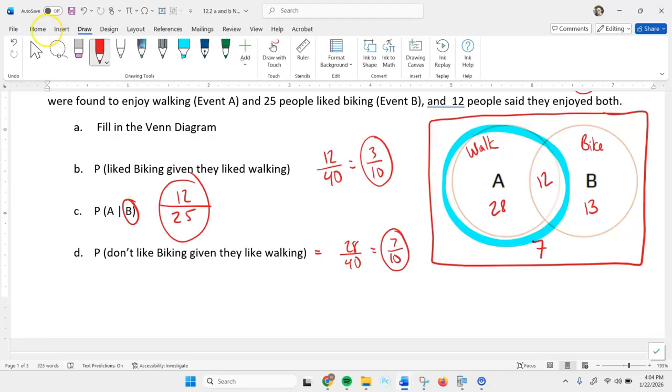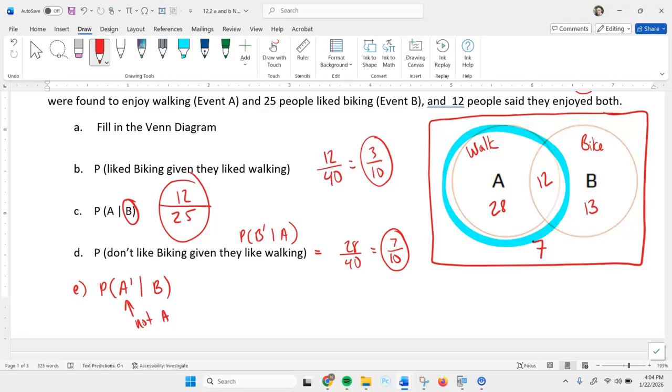So I want you guys, now in your notes, I'm going to add that here, but you have in your notes letter E. Letter E is probability that, so this A prime, that's the way we read it. That means the not A, so remember this is not A, or those that don't like to walk. So like this one up here, we could have written this as a probability of don't like biking given that they like to walk. We could have written it like that. So that's what they're doing here.